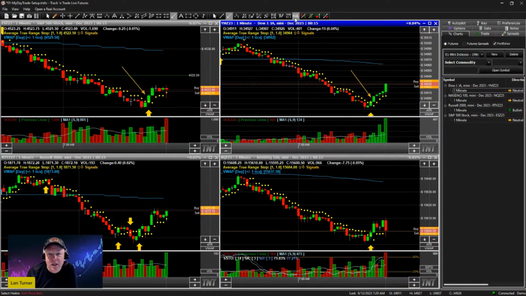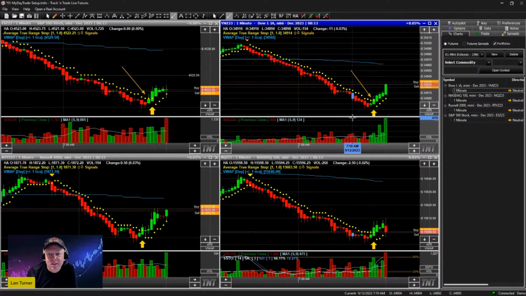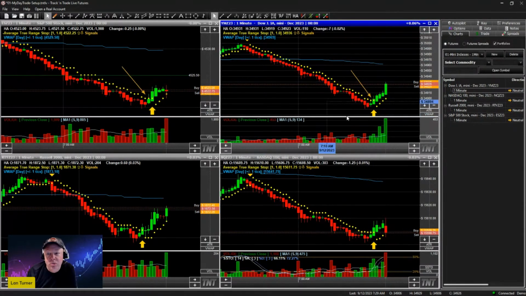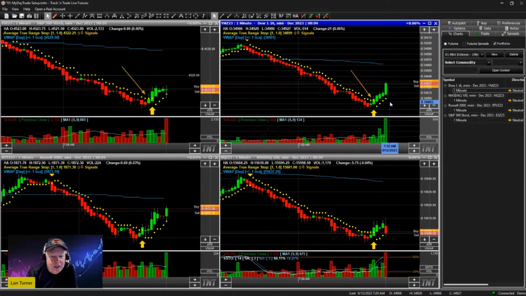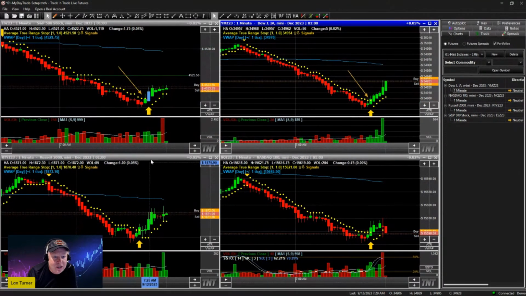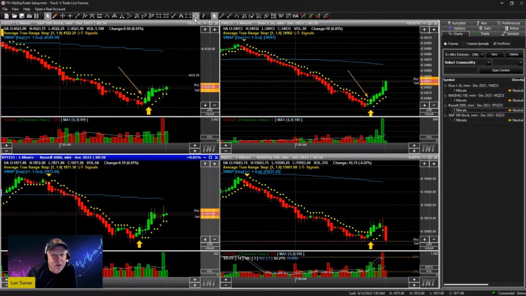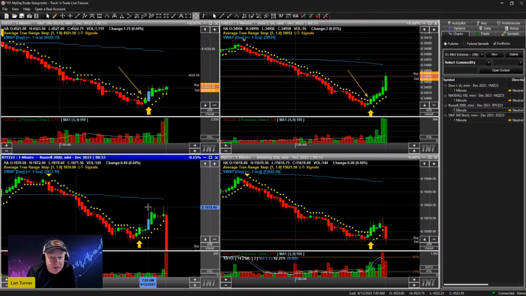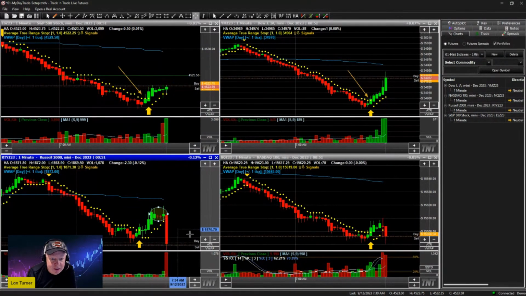Heikin-Ashi is still a Japanese style candlestick, and it tells us the average true range with the little yellow dots, and then the Heikin-Ashi has the Heikin-Ashi smoothing component. So here's actually our little buy signal right here on the Russell, right here pre-market. You can see the market started, that's the open right there. So that was a little buy signal right there that failed on us.